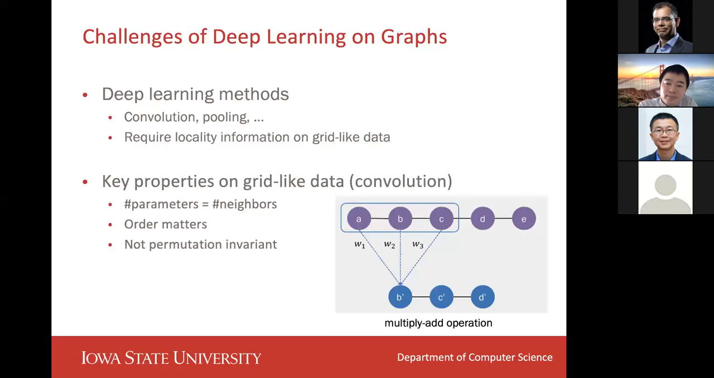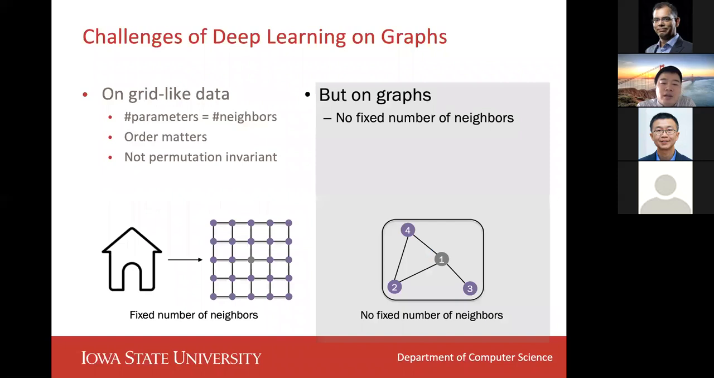So now we want to know if these properties exist on graph data. Unfortunately, none of them exist. Let's check the first property. On grid-like data, each element has the same number of neighbors, but on graphs, nodes have different numbers of neighbors. For example, in this small graph, node 1 has three neighbors, but node 3 has only one neighbor. So this means we cannot train a fixed number of parameters on graph data.